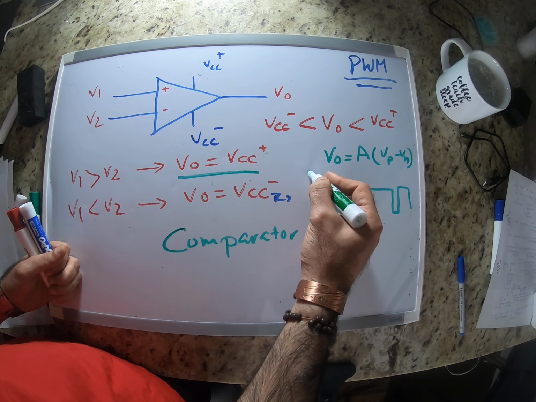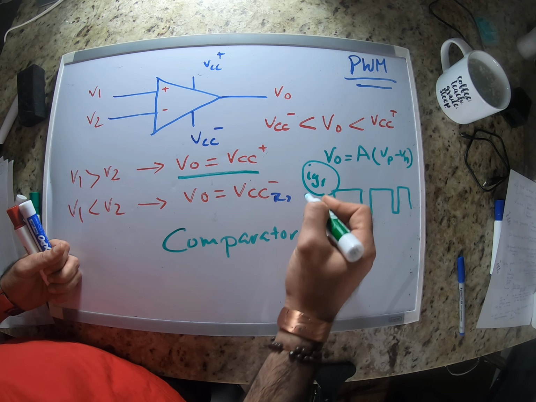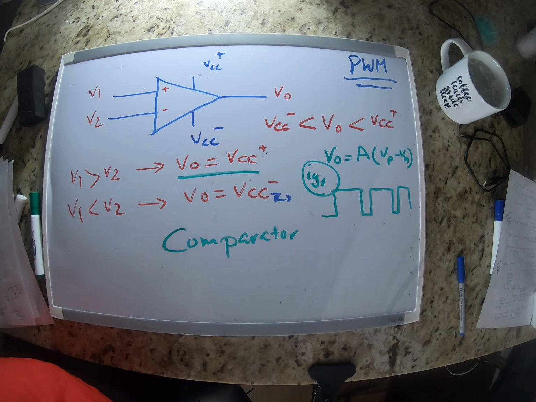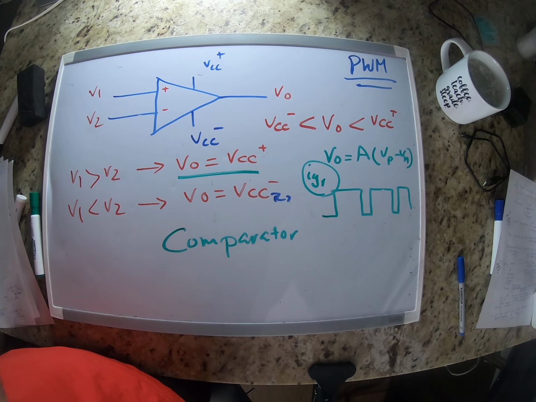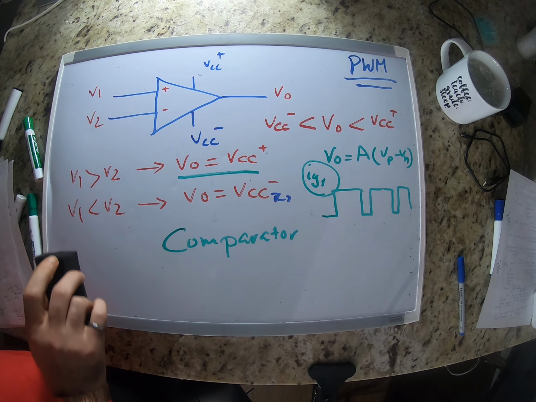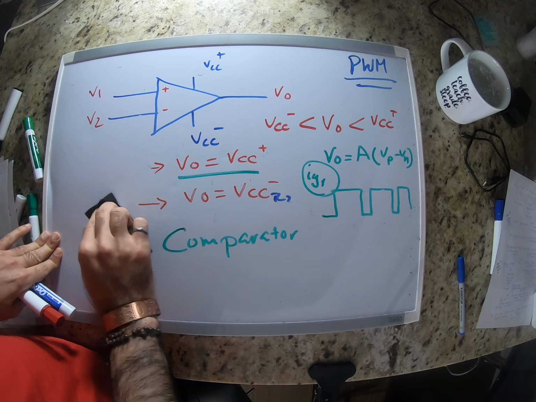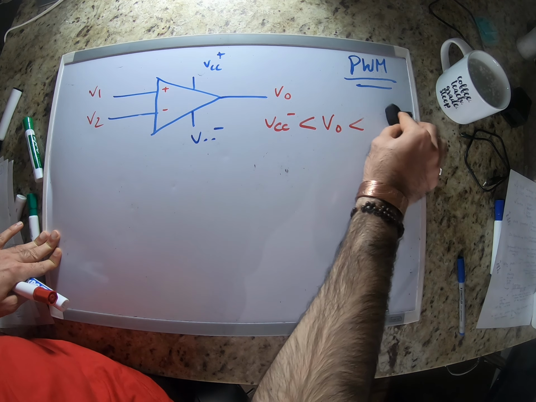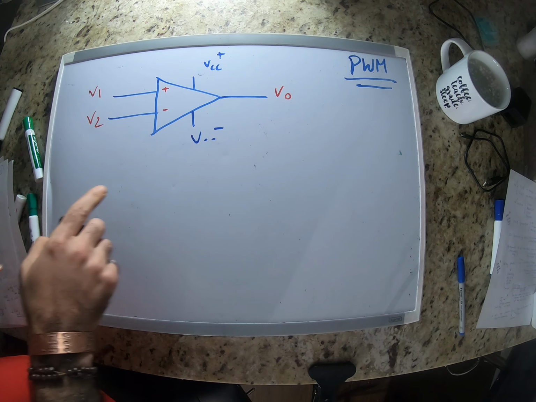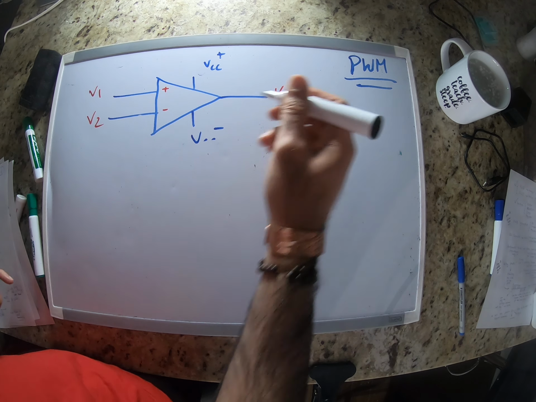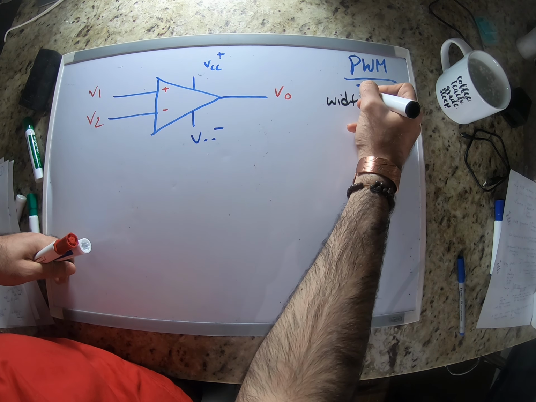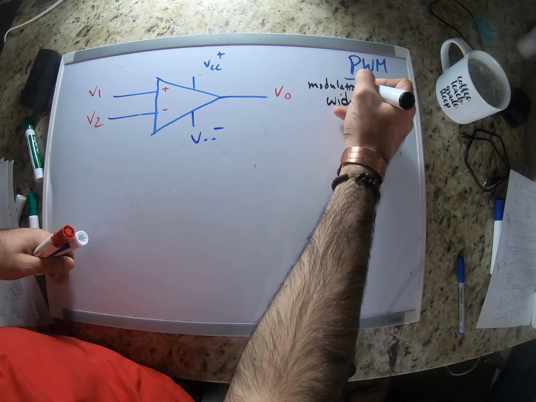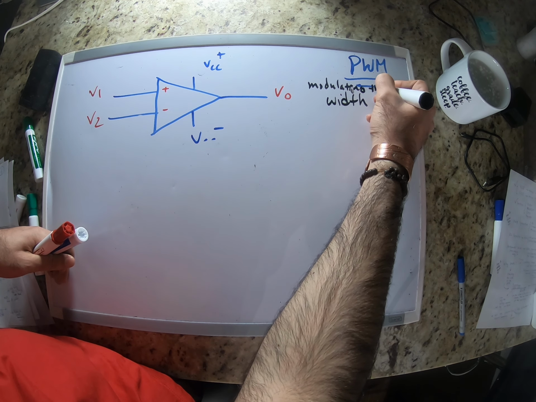So let's say we want to apply this to gate 1, right? It turns on, off, on, off, and so on. So this is what we want to do. So what PWM is, basically, is generating these signals: pulse width modulation, modulating the width of the pulse.